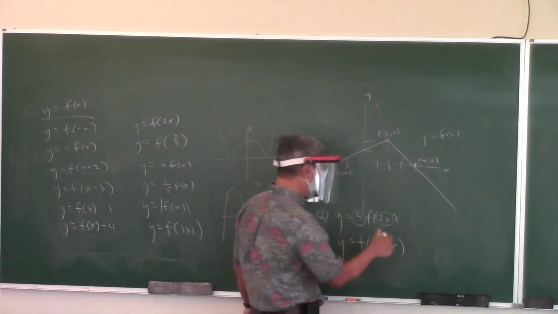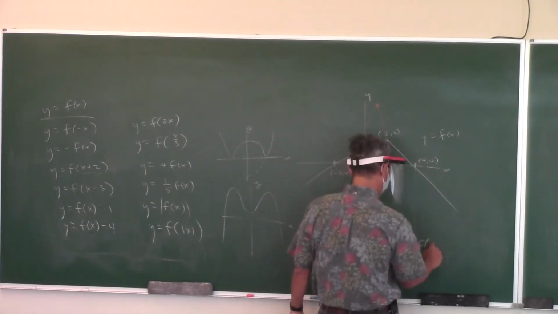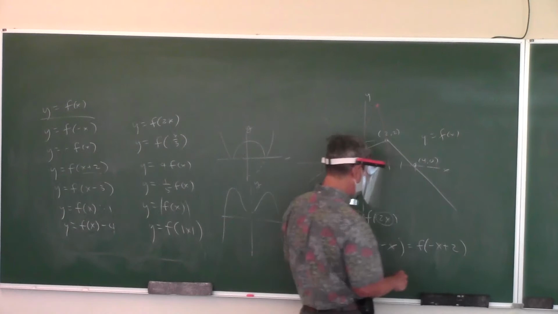Now, there's 2 ways of thinking about this. You can go f of negative x plus 2. Isn't that the same thing?